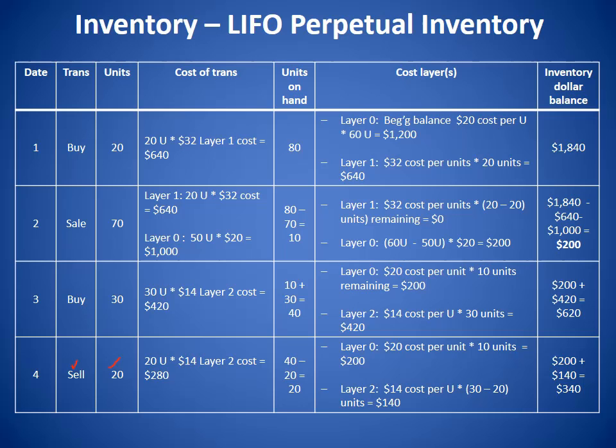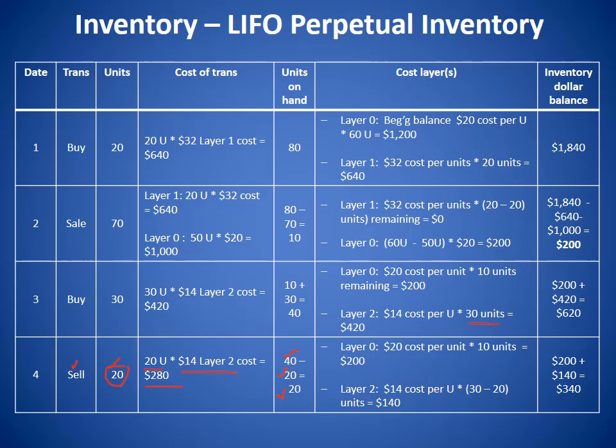And in layer 2, we have 30 units at $14 a unit, but our sale is only for 20 units. So we only have to partially liquidate layer 2. We're going to use the 20 units from layer 2 times that $14 from our layer 2 cost. So the cost associated with this transaction is $280. The entry would be a credit to inventory and a debit to cost of goods sold for $280. If we want to update our units on hand, that's 40 from the previous calculation minus the 20 units we just sold, and that leaves us 20 units in our inventory balance.